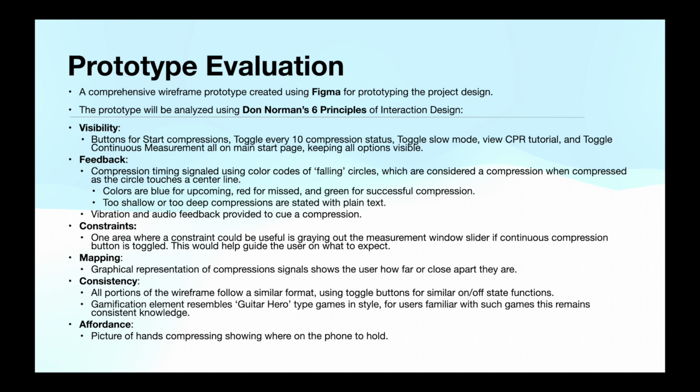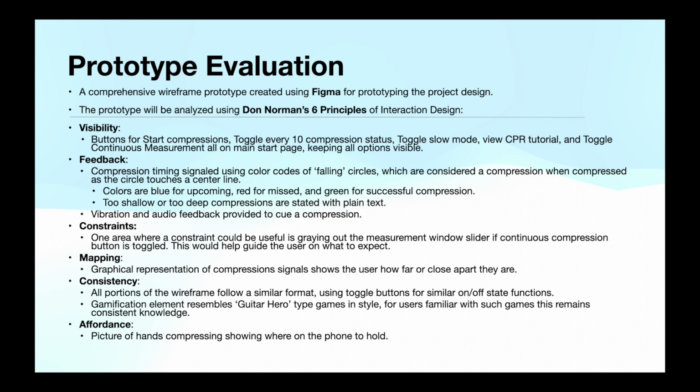For feedback, the compression timing corresponds to 3 colors of falling circles, which are considered a compression when compressed as the circle touches the center line. The colors are blue for an upcoming compression, red for a missed compression, and green for a successful compression. Too shallow or too deep compressions are stated with plain text, and good or bad compressions are also stated with green text or red text.